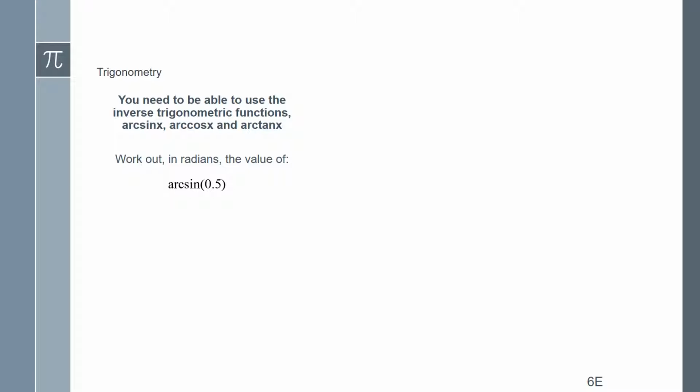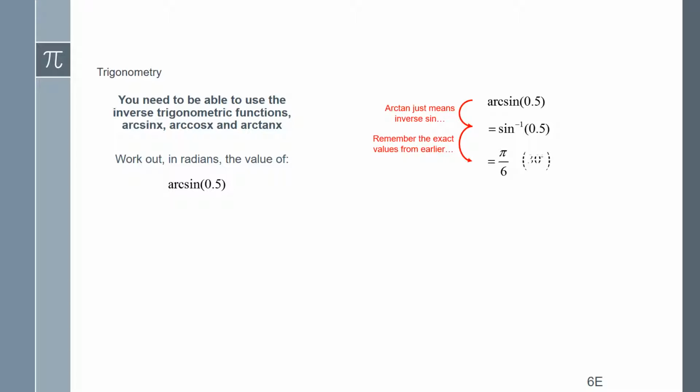So here's an example. Work out in radians the value of arcsine 0.5. Arcsine 0.5, in terms of calculator buttons, it just means the inverse sine of 0.5. So that's going to be pi over 6. That's one of the ones we should have memorized, or we can push the buttons on a calculator, and those new modern fangled calculators probably will say pi over 6 anyway. That's the same as 30 degrees.